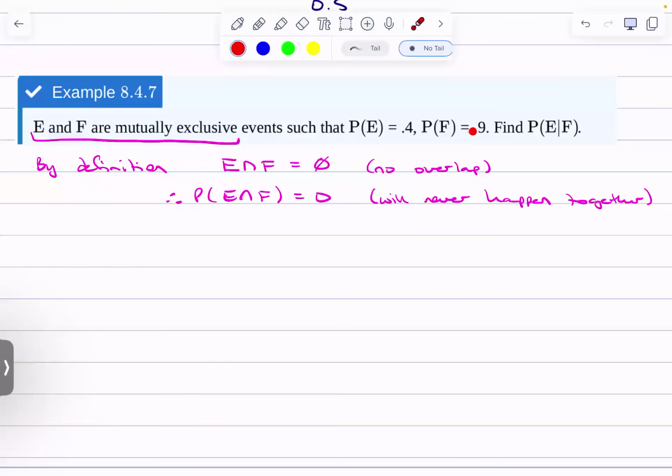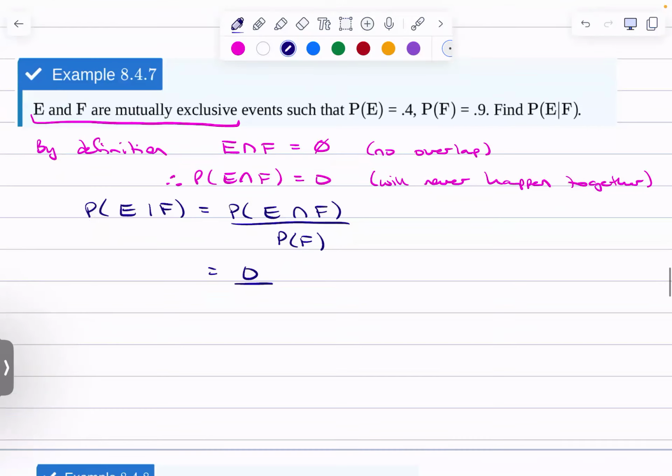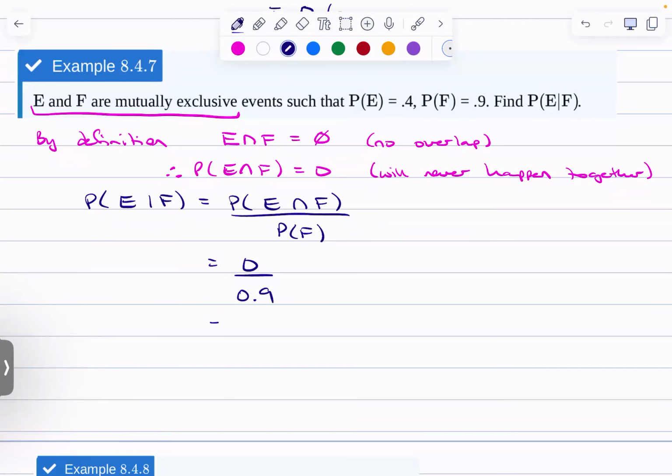The probability of E is 0.4, the probability of F is 0.9, and we want to find the probability of E given F. The probability of E given F is the probability of E and F divided by the probability of F. Now, if they're mutually exclusive, which they are, that would be 0 divided by 0.9, which puts me at a beautiful 0. Easy. Easy 0.